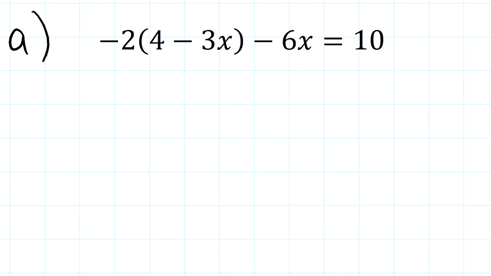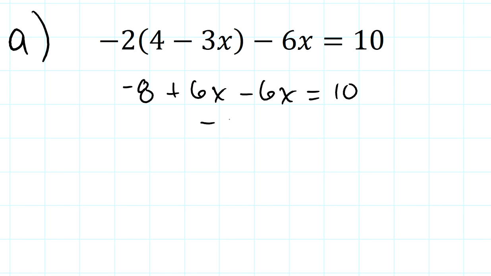So I guess the first thing I'm going to do here is apply the distributive property to remove these parentheses. So this becomes negative 8 and then plus 6x and then minus 6x, and that equals 10. So if I simplify that, 6x minus 6x is 0, so I get negative 8 equals the number 10. Well, this is a bad day, right? This is a contradiction.